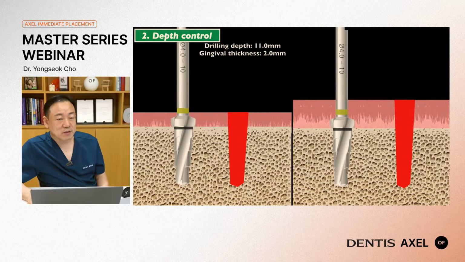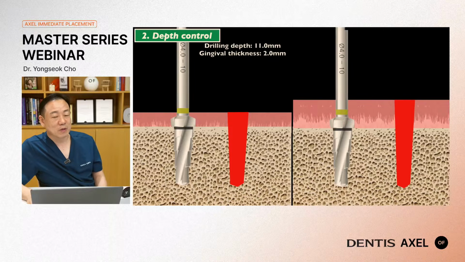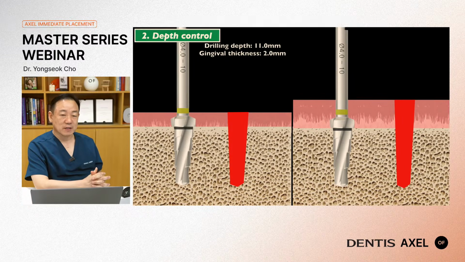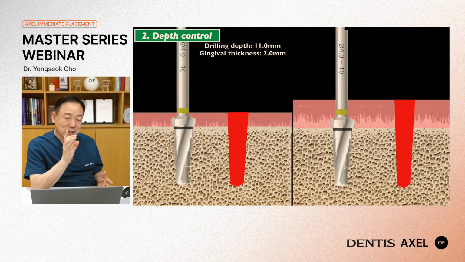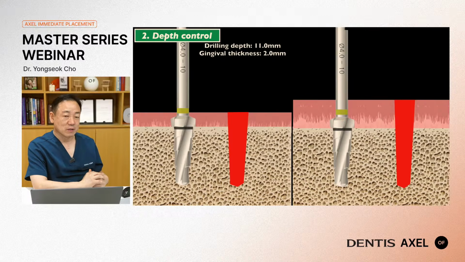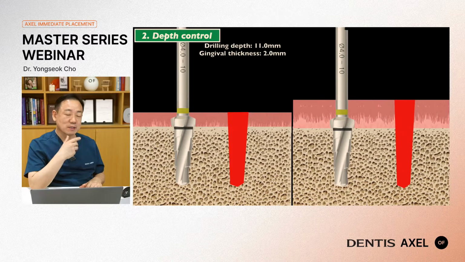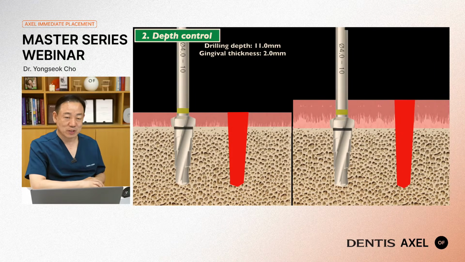The drill will create a 1 millimeter deeper hole from the bone margin to the apical portion. So when we use the 10 millimeter drill, the actual bone hole is 10 millimeter. And the implant depth should be measured from the gingival margin, not from the bone margin. So we must add the thickness of soft tissue.